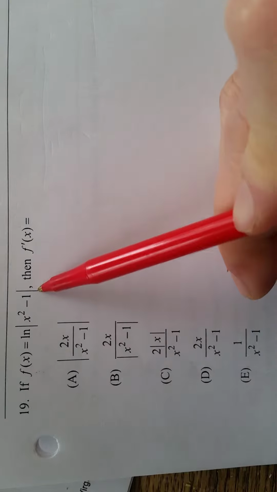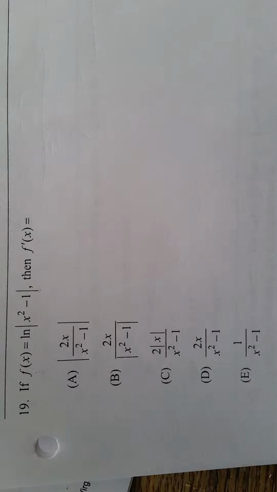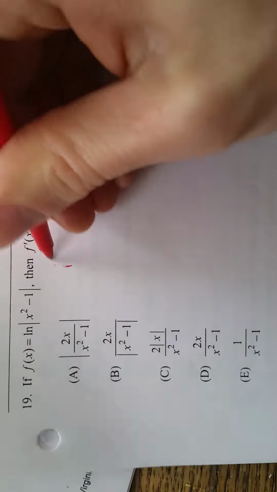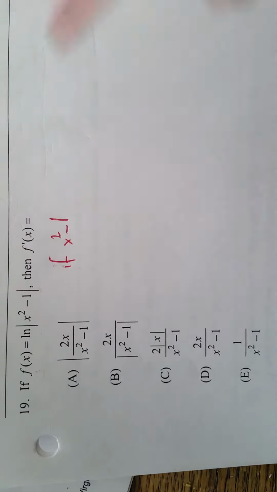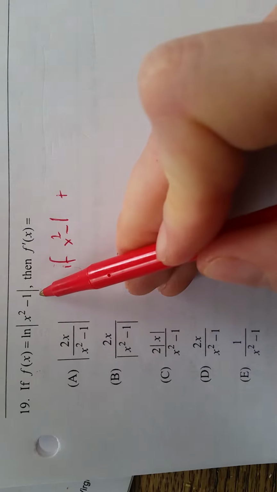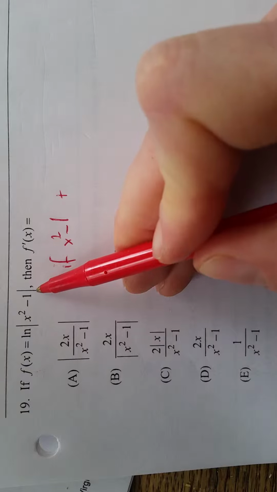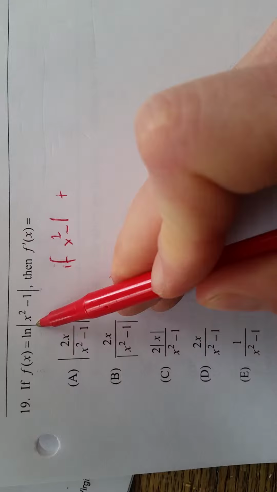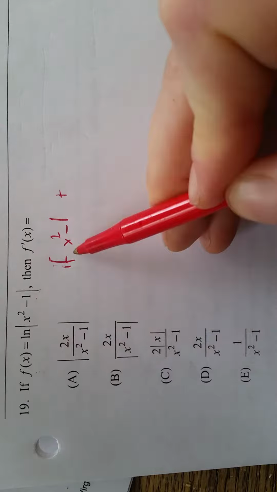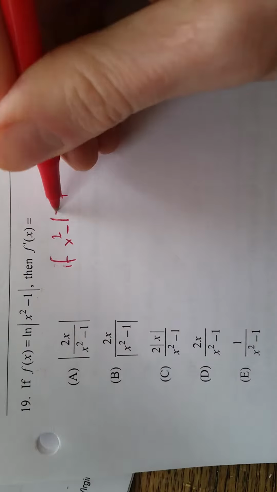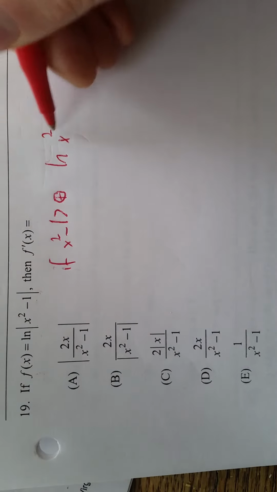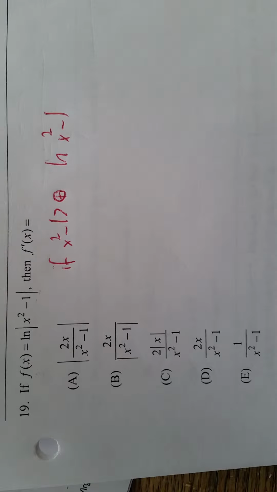Absolute value. Well, let's think about it. If, and listen carefully, I'll write it down as well, if x squared minus 1 is positive, let's pretend x squared minus 1 is positive. If that is the case, then the absolute value brackets do not matter at all, because it's already positive. So if x squared minus 1 is greater than 0, this whole thing is literally just the natural log of x squared minus 1. The absolute value brackets do not matter at all.